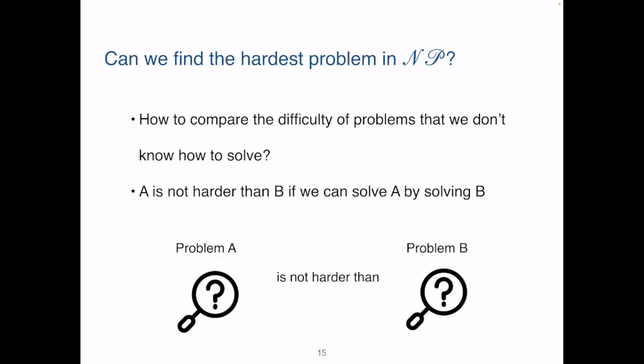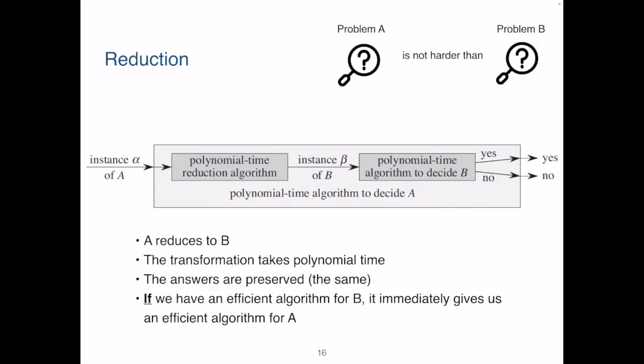Turns out there is a clever way to go around this, when what we are concerned with is only to compare how hard two problems are. How to show, for instance, problem A is not harder than B. We do this indirectly by showing that if we could find an efficient algorithm for B, this would immediately give us an efficient algorithm for A. If we can solve problem A by solving problem B, we say A is not harder than B. This process is called reduction.